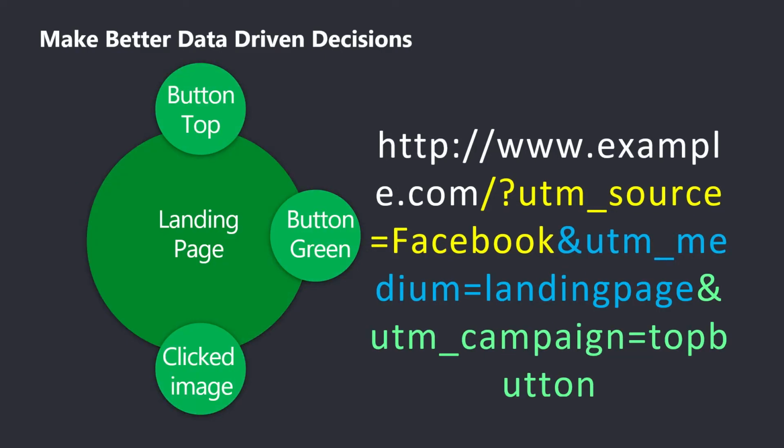Okay, so here's another example. If you are pushing people from Facebook ads to a landing page, you might want to track elements on the landing page differently. So as an example, you would want to count how many website visitors clicked on the top button, how many people clicked on the green button, and how many actually clicked on an image. Right? So the way you'd set this up would be, again, the UTM source being Facebook, because that's where the traffic is from. And then the UTM medium would be landing page. And then the UTM campaign would be top button.